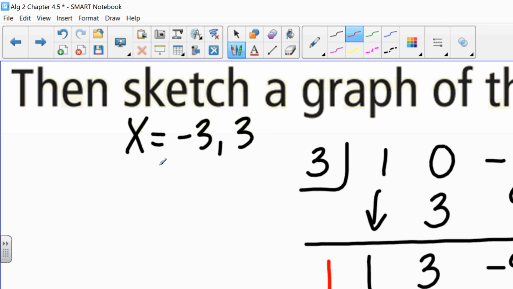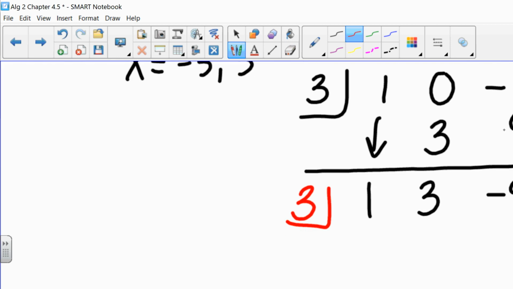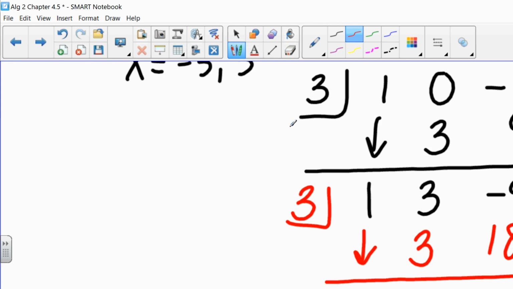What other number do you want to try next? Let's do positive 3 again and see if this works. Bring down the 1. 3 times 1 is 3. 3 plus 3 is 6. 3 times 6 is 18. Negative 9 plus 18 is 9, and 3 times 9 is 27, which gives us 0. It's repeated twice, because we have 3 twice. So we think negative 3 should probably be repeated twice.